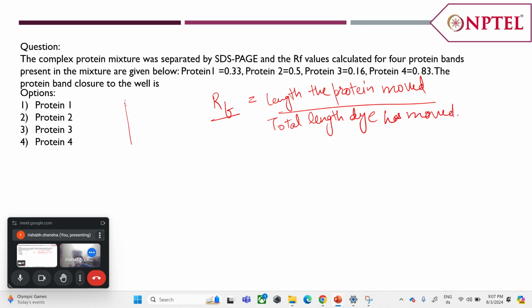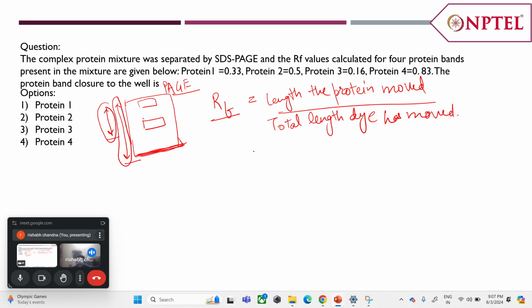Okay, so let's consider this as a gel, and you have loaded it with a loading dye, that is bromophenol blue generally. We run the gel till the dye has reached this particular front. We are talking about PAGE here. So this would be the length of the dye that it has reached. And now when we image the gel, for example, this protein has reached here. So this is the length that the protein has run. So RF is calculated by the length the protein has run divided by the length the dye front has moved.